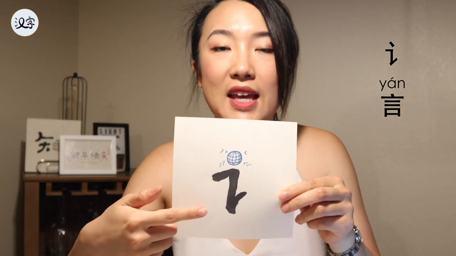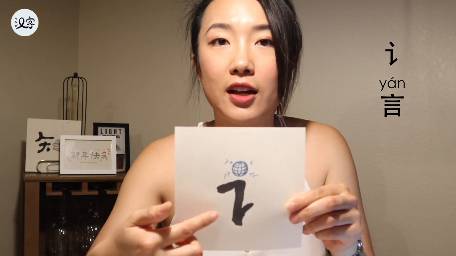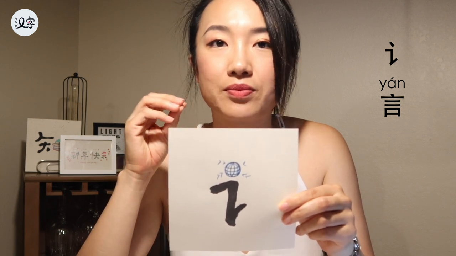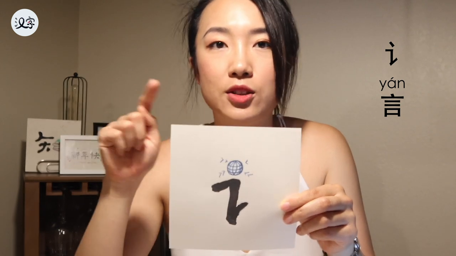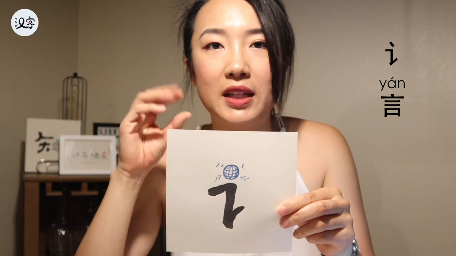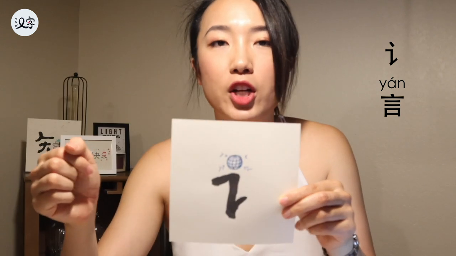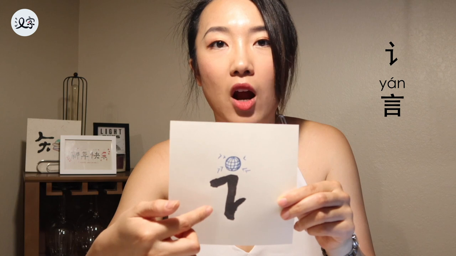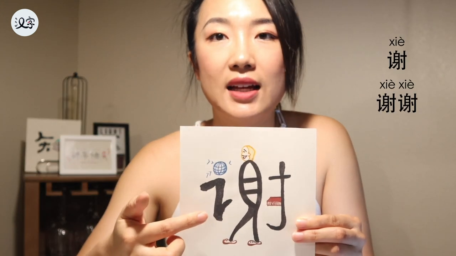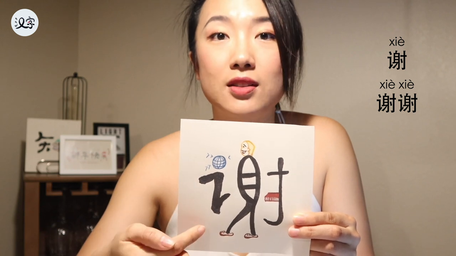The second one, 言, 言字旁. It looks like a microphone, so it's speaking related. Also, in traditional Chinese form, it still uses the character 言. 言 means speaking. So characters with 言字旁 are all speaking related. Character 谢, to thank. We all know this, right?